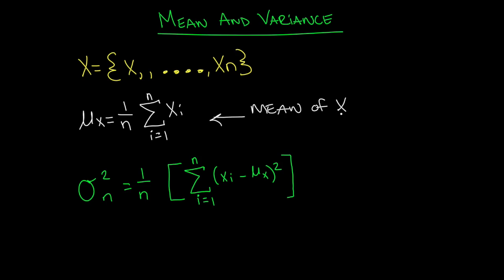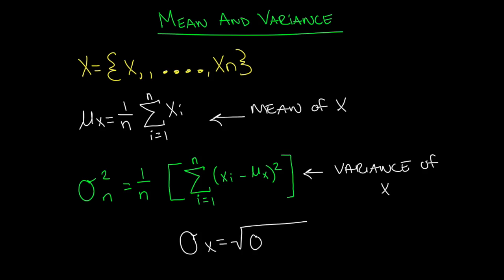And this ridiculous set of symbols here, this is called the variance of x. The point of the video is to understand what that is. And finally, by the way, is just plain old sigma, which is the square root of sigma squared. This is the standard deviation. And we'll walk through all that.